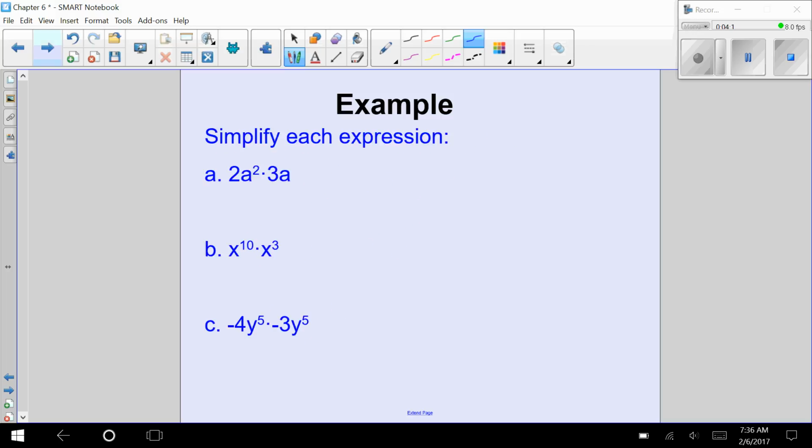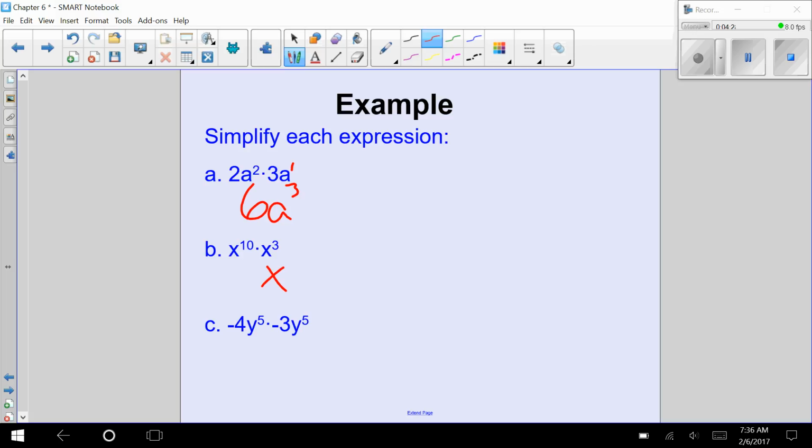We're going to try these ones just like those last ones. Try them on your own. All right, for the first one, we multiply the 2 and the 3 to get a 6. Take our a, we have an a squared and an a to the 1st, so we get 6a to the 3rd.